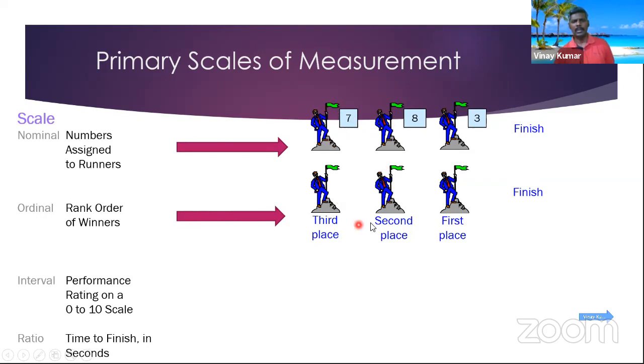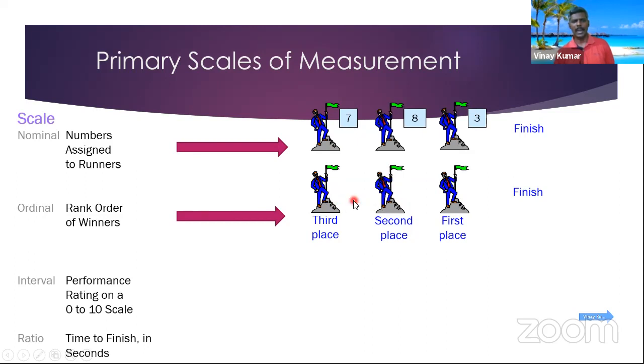In the second scale, we are not only identifying, but we are trying to even understand the position of these subjects. But what is the defect of this ordinal scale is we don't have any data on the difference between the third place and the second place, or what is the difference between second place and the first place. So that is not measured here. Here it only ranks the position of the athletes or the subjects, but is not measuring the difference.